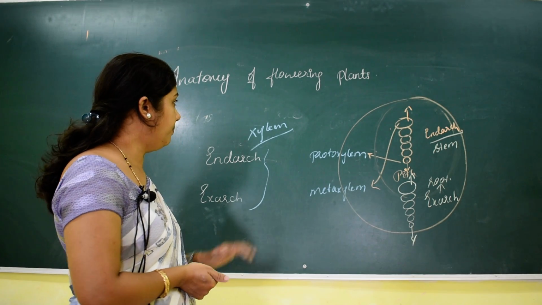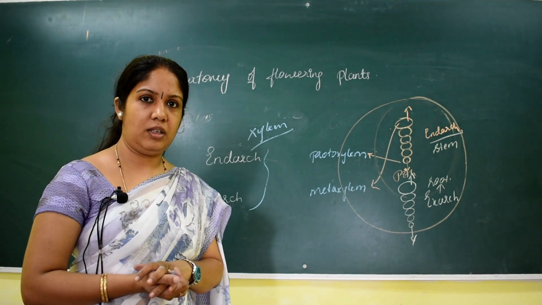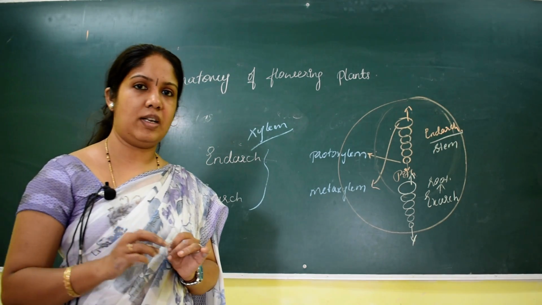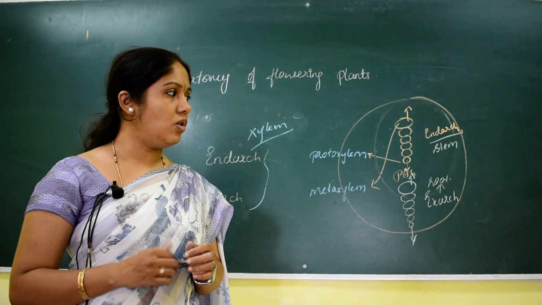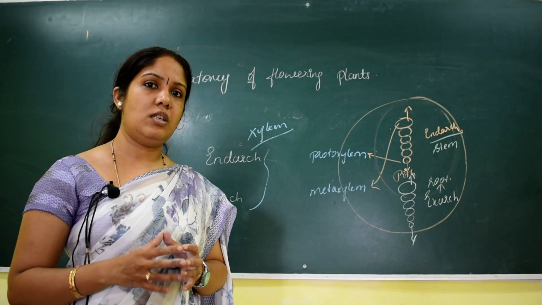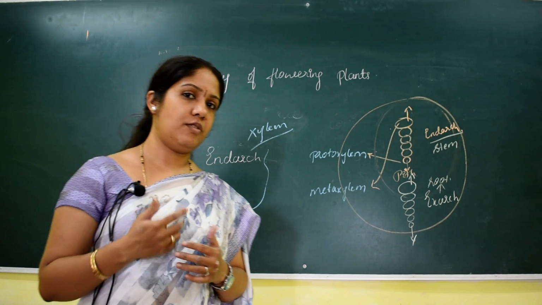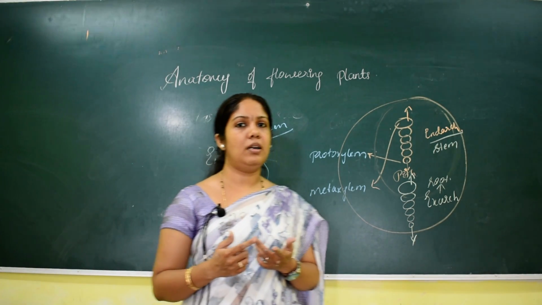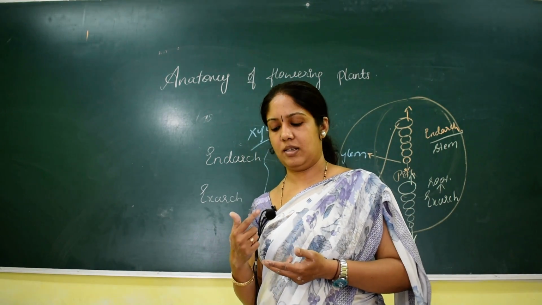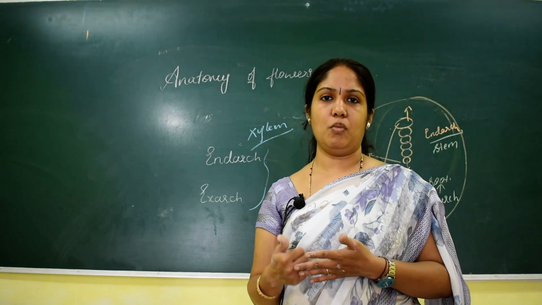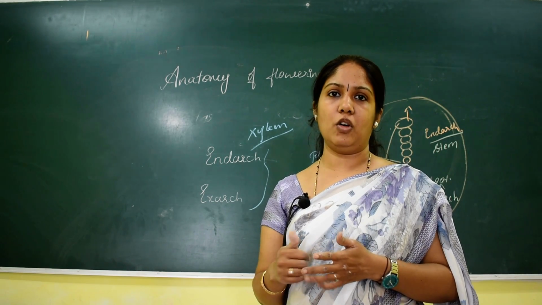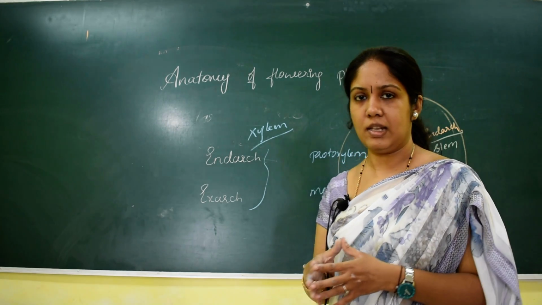So this is the brief introduction about the tissues, that is the epidermal tissue, next the ground tissue, as well as the vascular tissue. In the next class we are going to discuss the anatomy of the stem, which is differentiated into two types: monocot stem and dicot stem. Again, the anatomy of root has two types: anatomy of dicot root and anatomy of monocot root. Then in leaf also there are two types: anatomy of dicot leaf and anatomy of monocot leaf. That we are going to discuss in the next class.